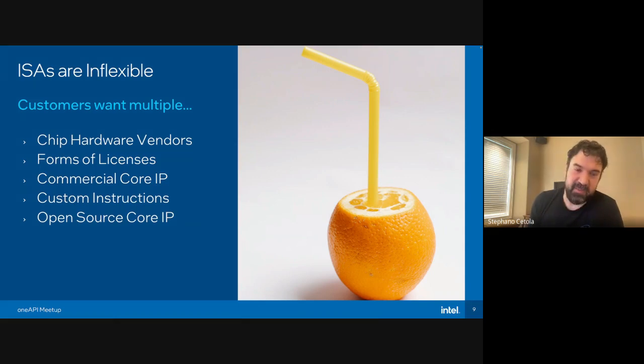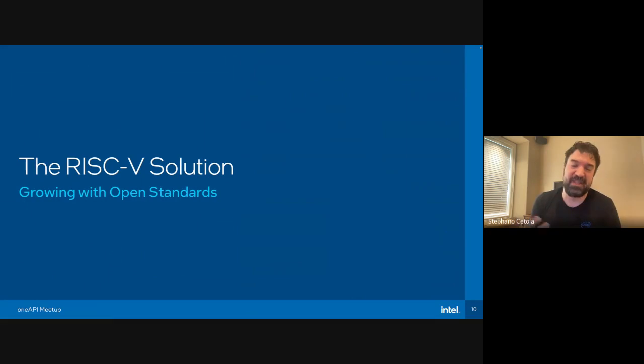So hopefully in the past 10 minutes or so, I've convinced you that an open ISA is a beneficial idea and can be used for good. And so the question is going to be, all right, well, what is this solution and how do we move forward with it at our companies?